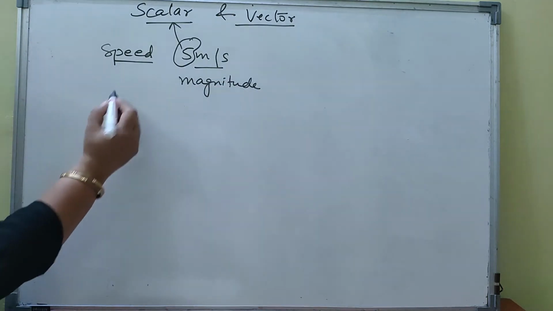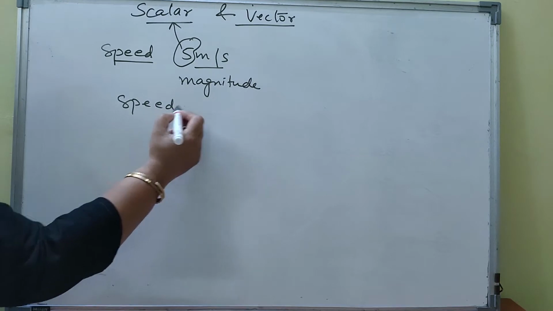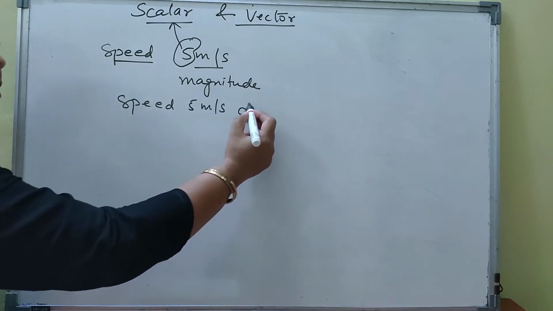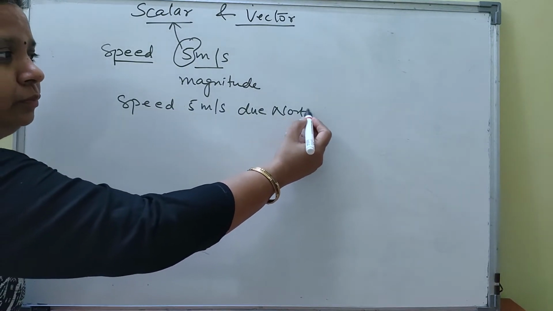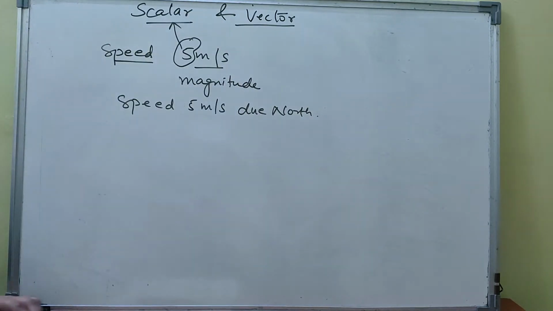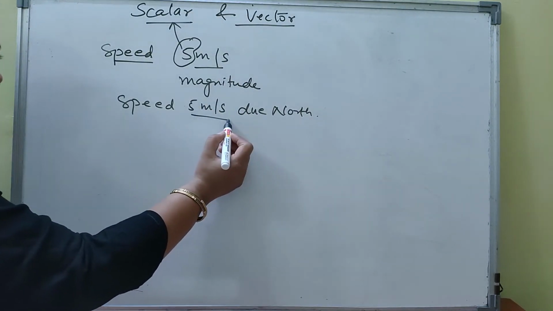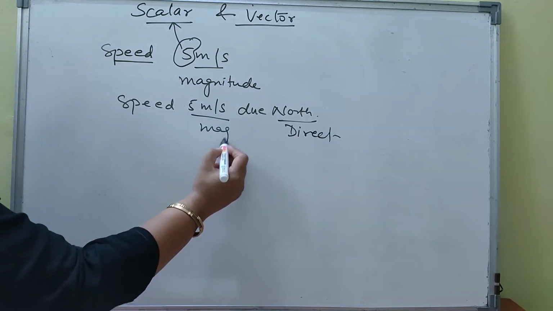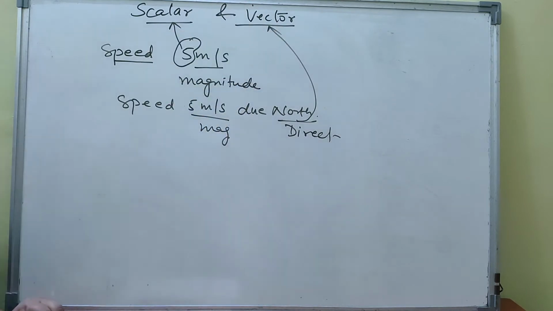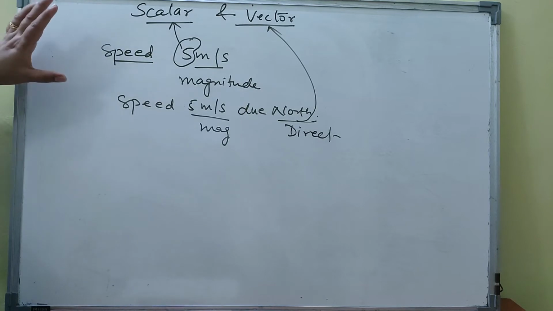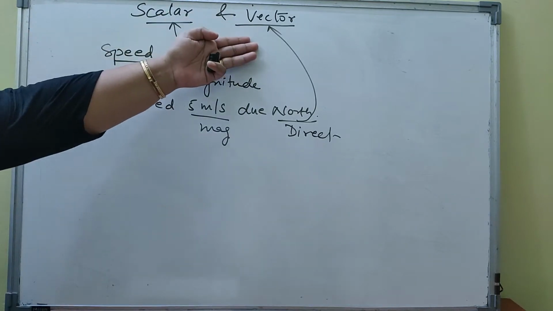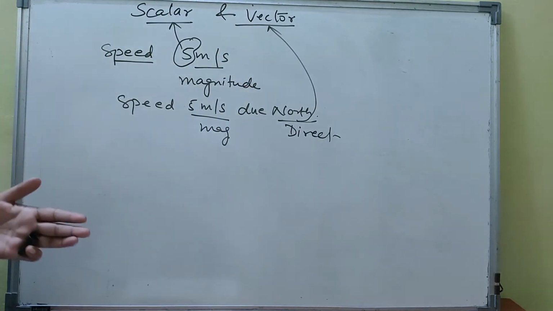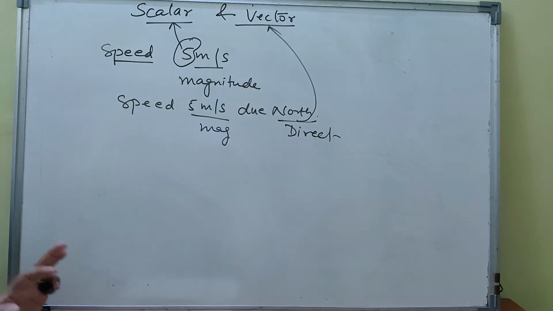In the other case, if I say my speed is 5 meter per second due north, here I have mentioned the direction also. So whenever I have a magnitude and the direction both, I say this is a vector quantity. Some quantities are scalar, where direction is not important. Some quantities are vector, where the direction as well as the magnitude are both important. Today we'll discuss some of them.